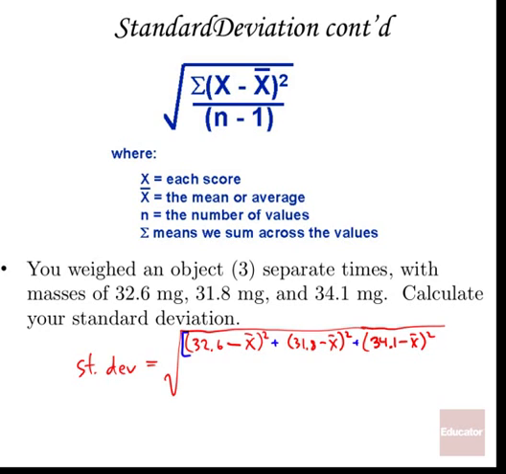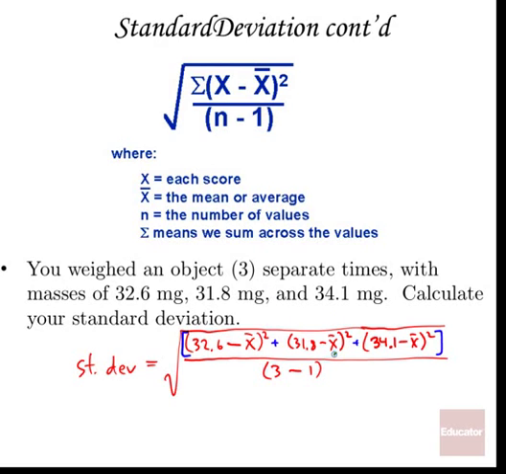Okay, and then close brackets. So that is what is meant by summation (x minus x bar) squared, and then divided by n minus 1, where n is going to be equal to 3 trials. So all of that divided by 3 minus 1. And so all we need then to finish this problem is x bar.